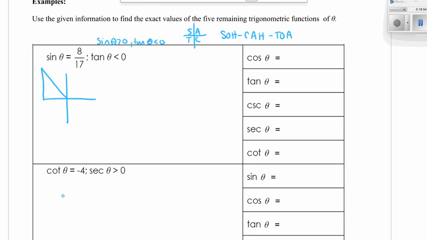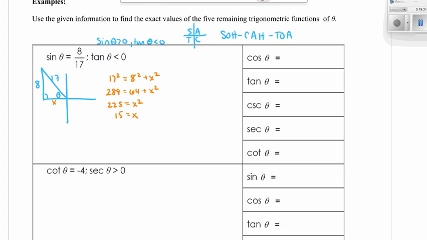So sine is equal to the opposite, which is 8, over the hypotenuse, which is 17. So we need to figure out what our x side length is. To find x, we use the Pythagorean theorem. So the hypotenuse squared equals 8 squared plus x squared. So 289 equals 64 plus x squared. So 225 equals x squared. So 15 is equal to x.